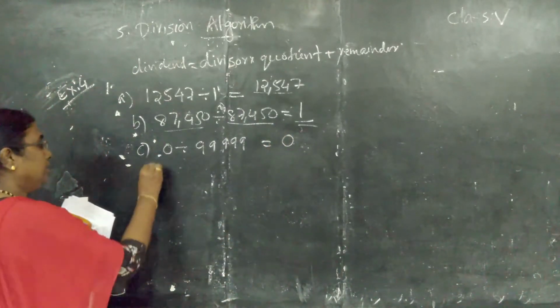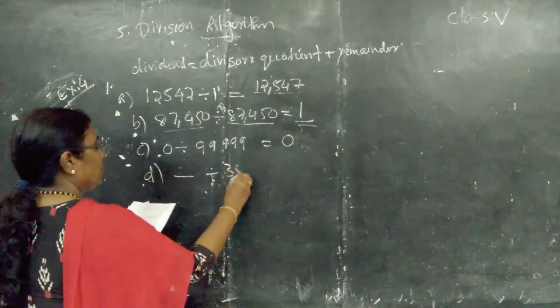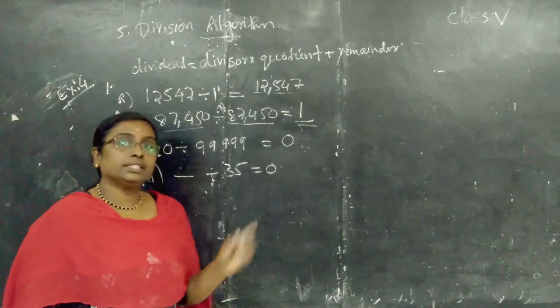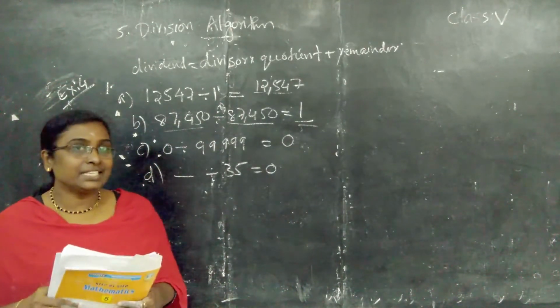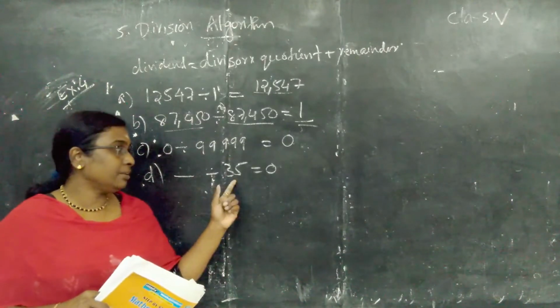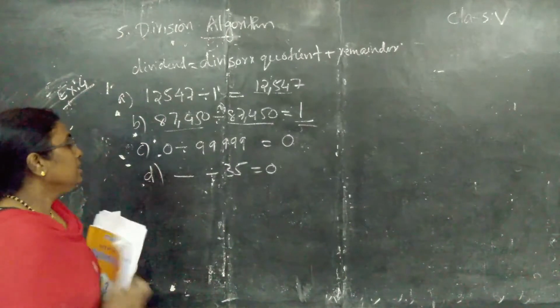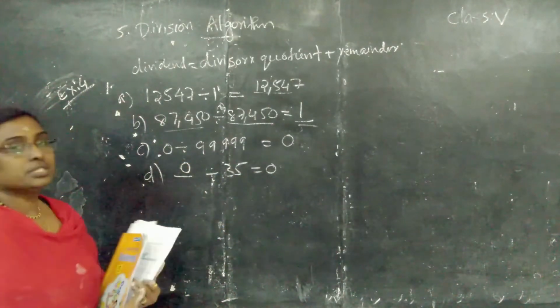Okay. Then D. Dash divided by 35 equals 0. When we get 0 as the answer by division, the third property says that if 0 is divided by any number, the quotient is always 0. So here, 0. 0 divided by 35 equals 0.